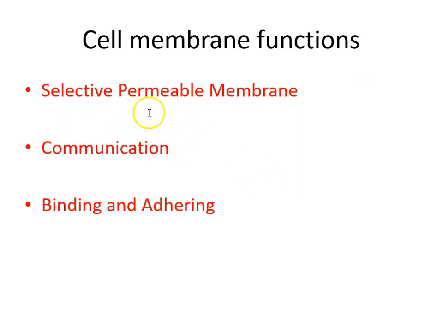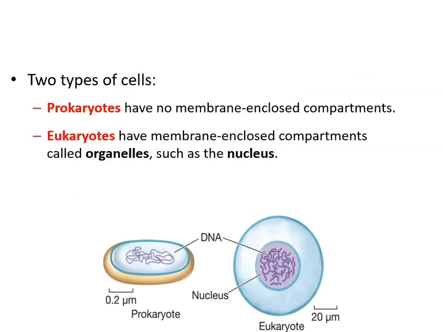And so, cell membrane. So we're going to start talking about the cell. Cell membrane. All cells have a cell membrane. Without a cell membrane, a cell is not a cell. And so the evolution of a cell membrane is crazy important when it comes to the evolution of cells. Of course, it's very hard to explain how a cell membrane correctly when it surrounded all those living components necessary for a cell to exist. So selective permeable membrane, communication, and binding and adhering. Those are the cell membrane functions.